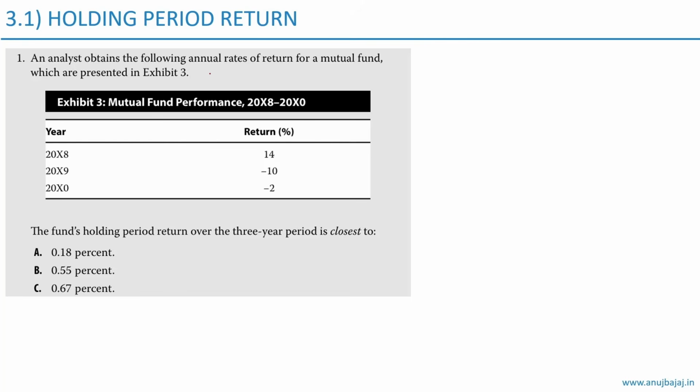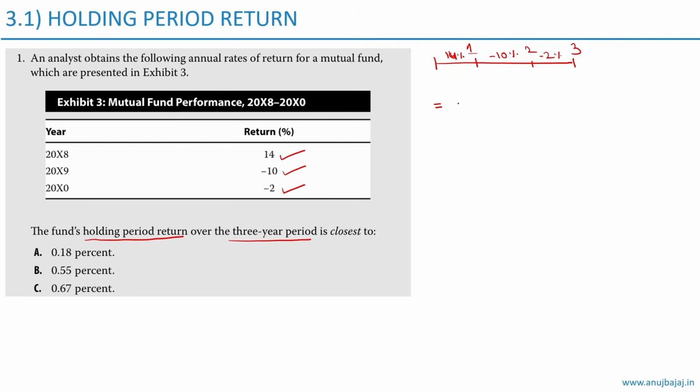An analyst obtains the following annual rate of return for a mutual fund. During year 1, the return was 14%, then negative 10% for year 2, and negative 2% for year 3. What is the fund's holding period return over the 3-year period? Let me draw a timeline. During year 1, the fund earned a return of 14%. During year 2, negative 10%, and then negative 2%.